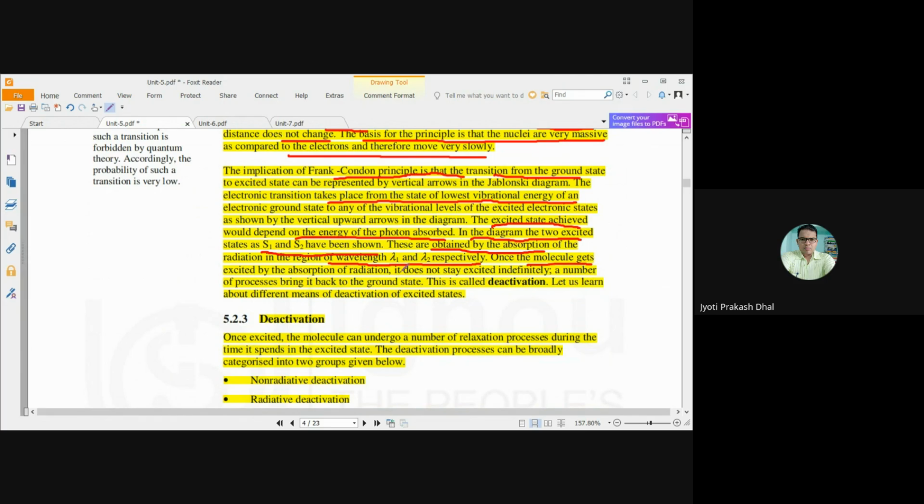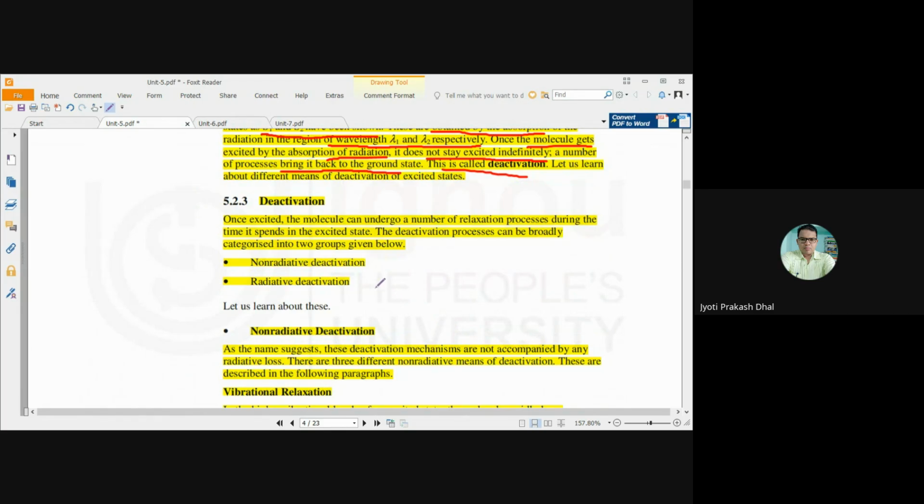Once the molecule gets excited by absorption of radiation, it does not stay excited indefinitely. A number of processes bring it back to the ground state, and that process is known as deactivation. So as soon as the molecules reach the excited state, they will come back to the ground state by different processes, and these different processes are called deactivation. Now let us discuss what are the different processes of deactivation.